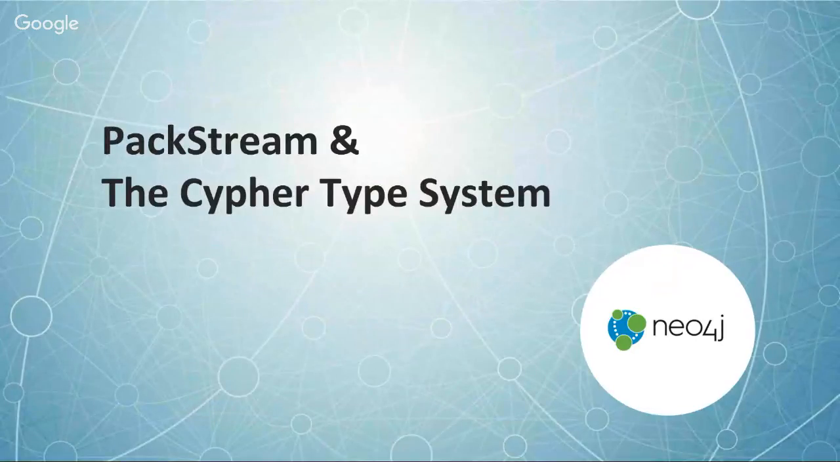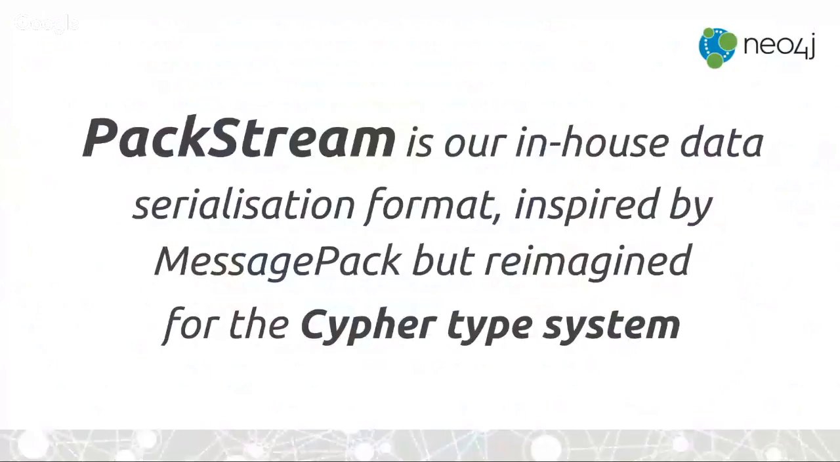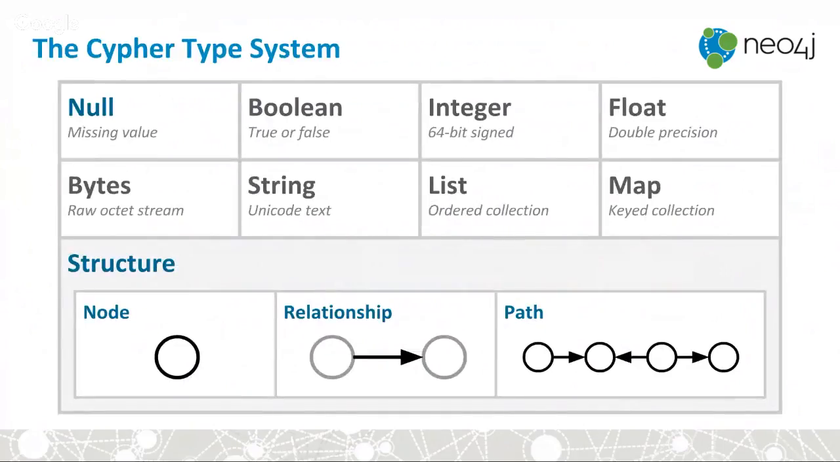So PackStream, the serialization format that we put together, was developed in-house. It was inspired by MessagePack. It evolved quite drastically from that, so it's not compatible with MessagePack, but it does share a few ideas. But we reimagined it specifically for the Cypher type system, so we built it with Cypher in mind. And the type system itself has a few basic types, as well as nulls.